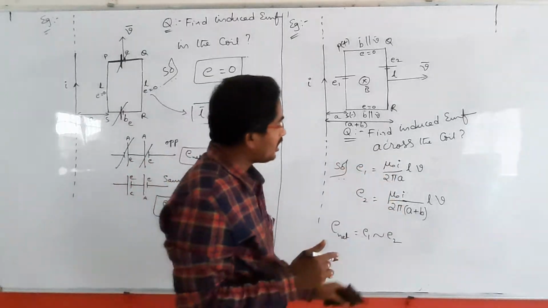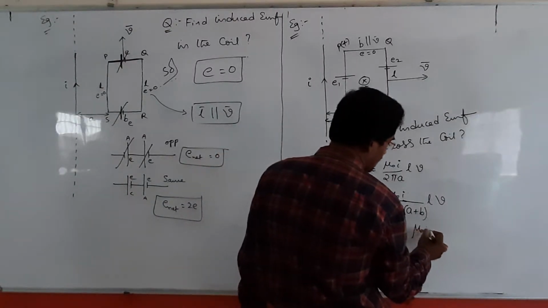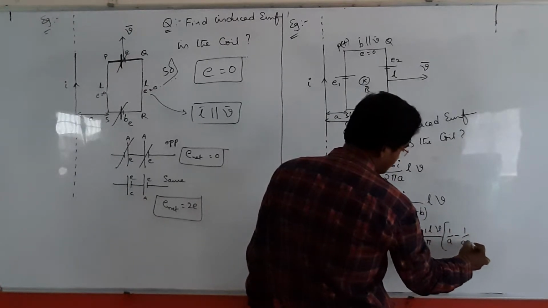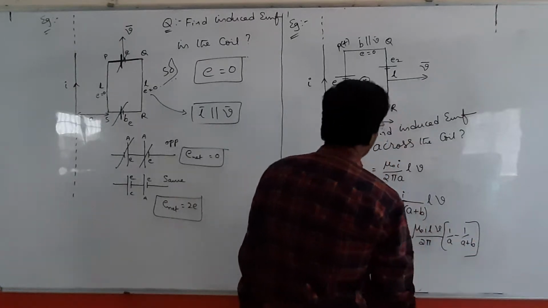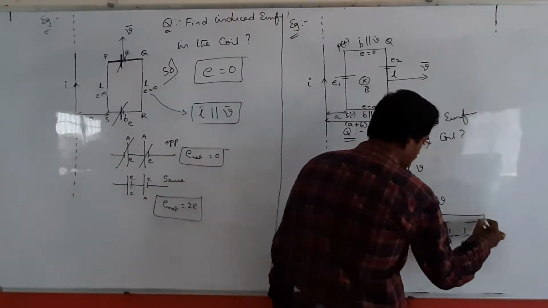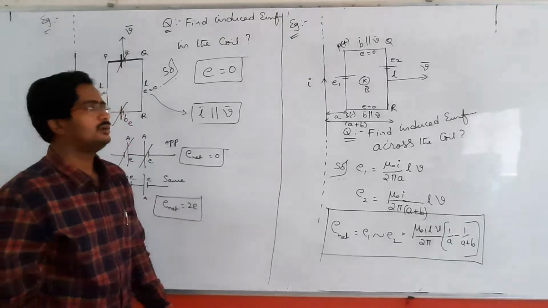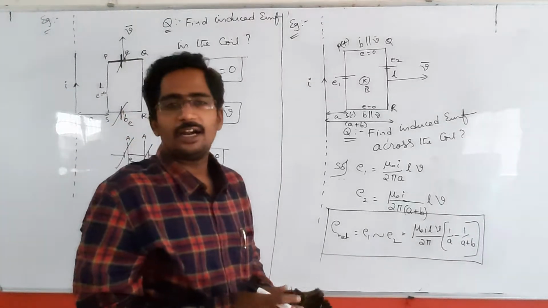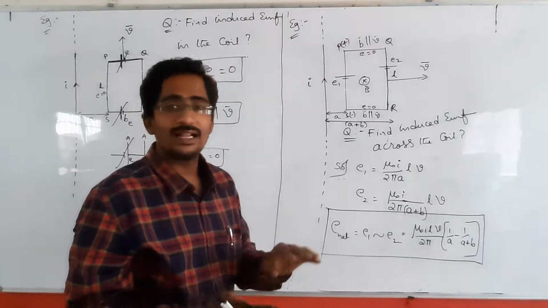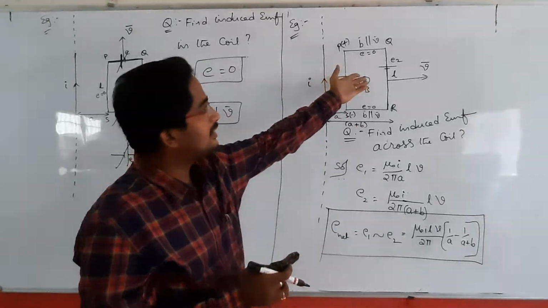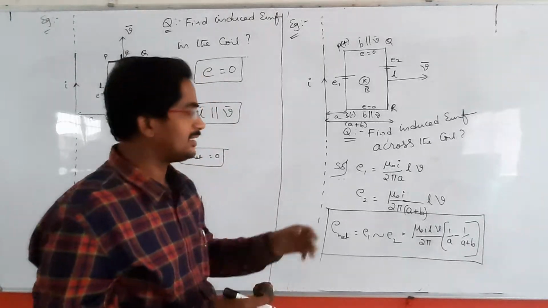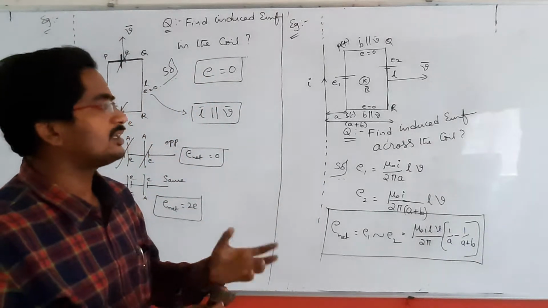What is the common term in all of this? Common term is mu naught I L v by 2 pi into (1 by a minus 1 by a plus b). Okay, so that is the induced EMF across the coil. See, this is the answer for this problem. Okay, these are the problems related to motional EMF of a rod, the rod in translatory motion, that means simply moving with velocity in a particular direction. At that moment, this is the induced EMF formula, and these are the problems related to that.